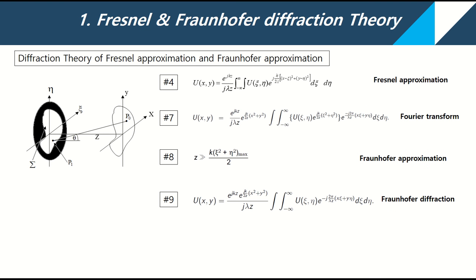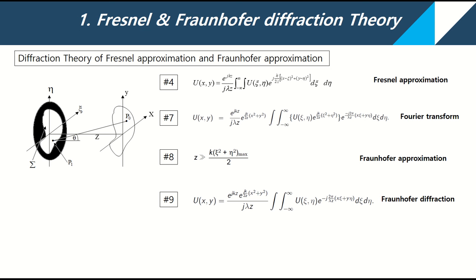Another form of equation number 4 is found if the exponential term is factored outside the integral sign, written at number 7. It is the Fourier transform of the product of the complex field just to the right of the aperture and a quadratic phase exponential.